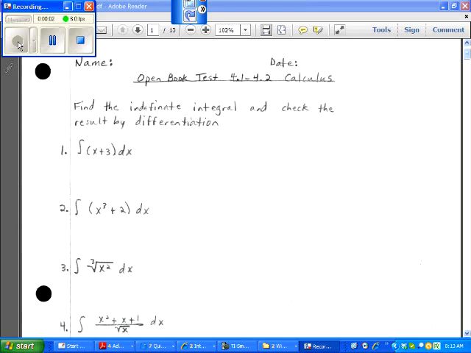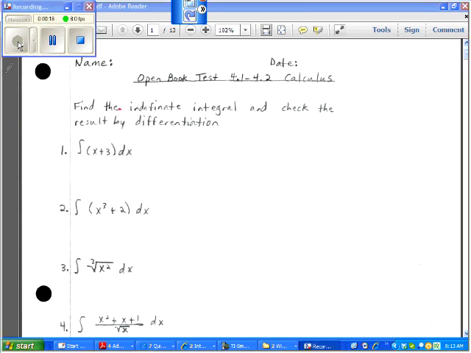Right, we're going to begin open book test 4142, and chapter 4 is integrating. Integration is the opposite of finding the derivative. This is called an indefinite integral, which means that we're going to write an equation. We're not going to find the integral within a specific region. That's something that we'll do later. So we're just going to learn how to find the integral and then go back and check by differentiation, okay?